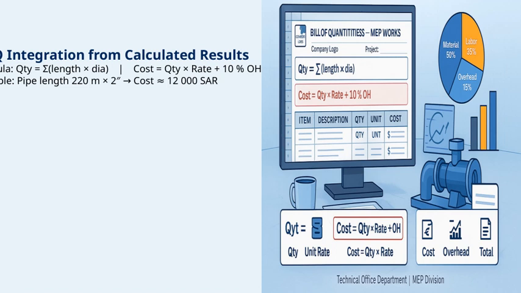Then, to determine the cost, we multiply the total quantity by the rate, and importantly, we add a 10% overhead to cover indirect expenses. For example, if we have a pipe length of 220 meters with a 2-inch diameter, the estimated cost would be around 12,000 SAR. This method allows us to accurately translate our measurements into financial figures, which is crucial for budgeting and planning. It ties back to our overall goal of ensuring precise and efficient project cost management.